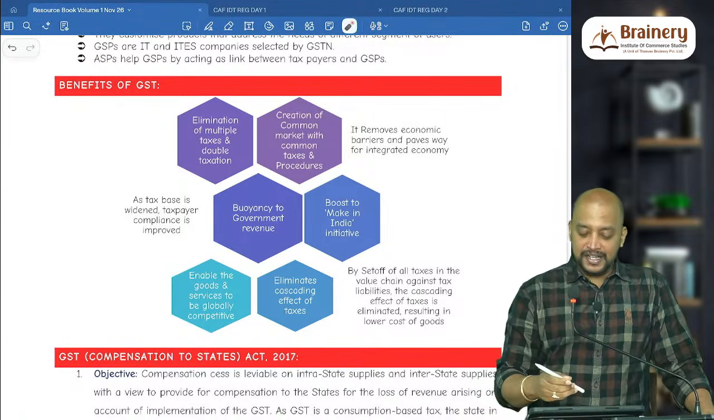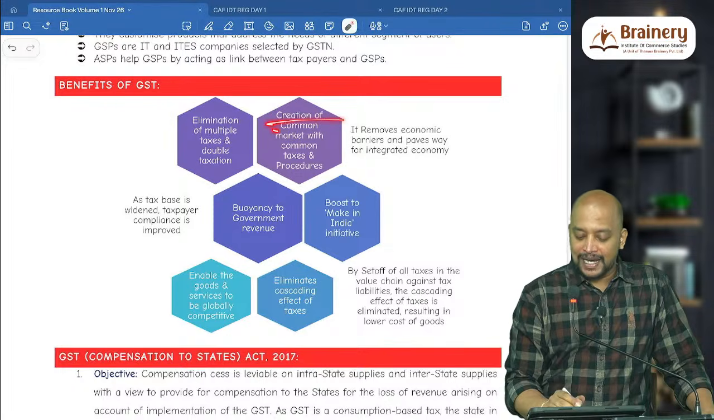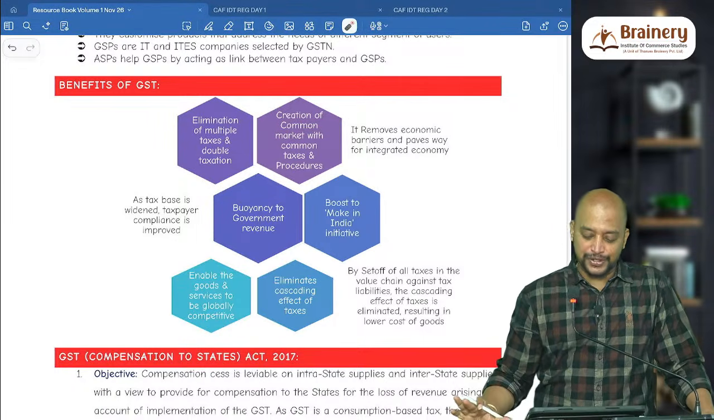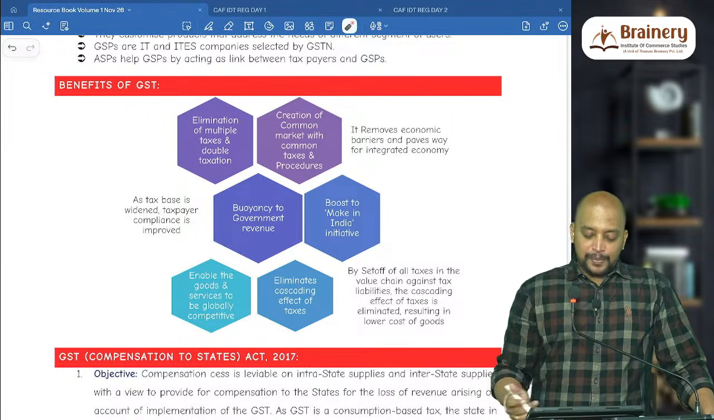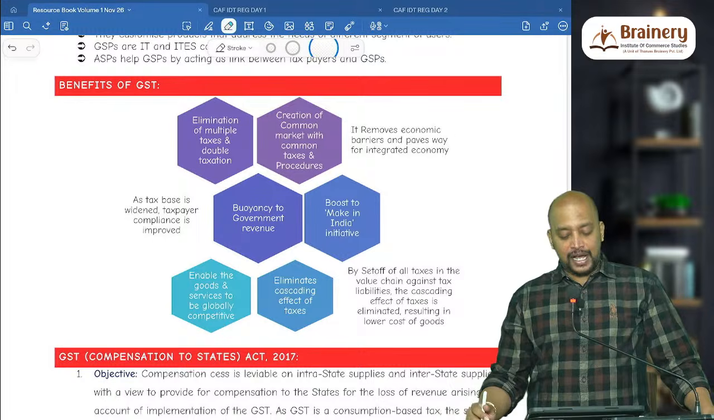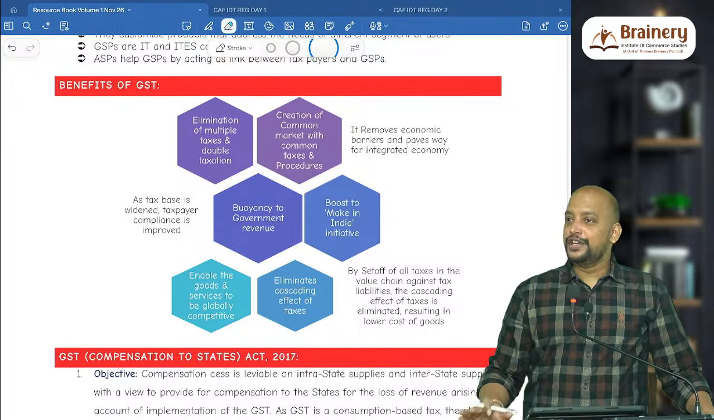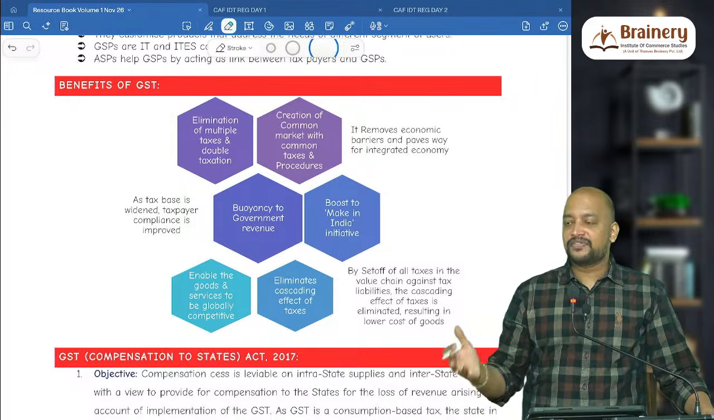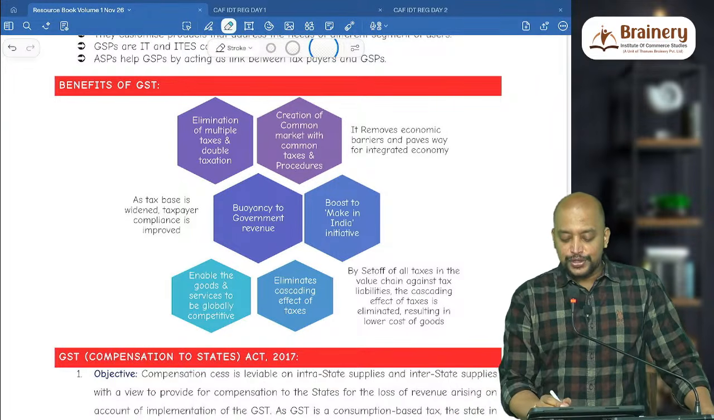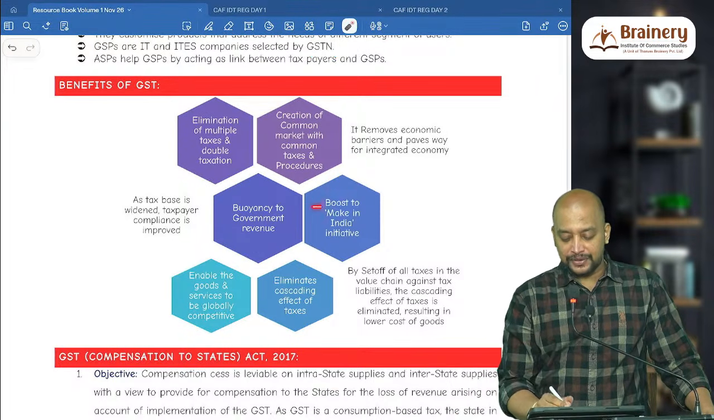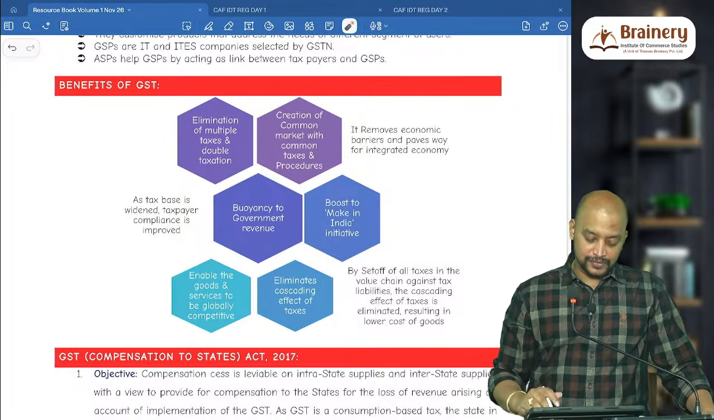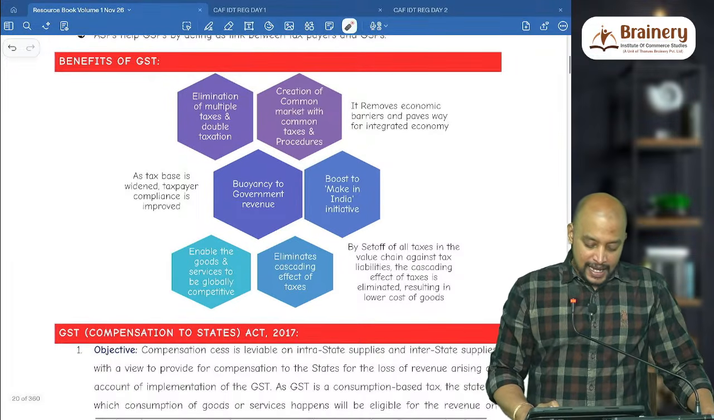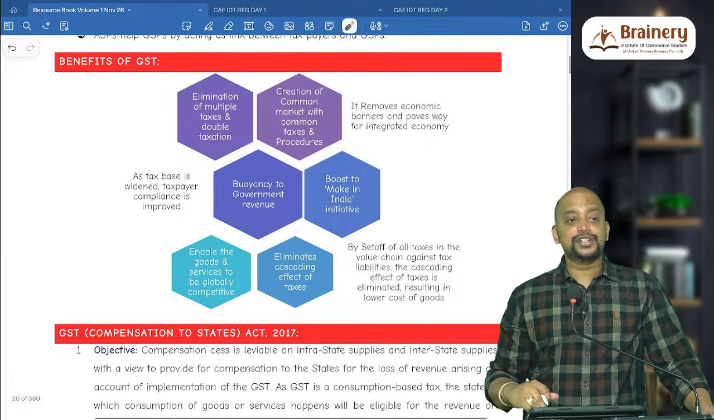But theoretically, creation of common market with common taxes and procedures. Then buoyancy to government revenue. This is true. Very good revenue, because drastically GST revenue has increased from the earlier indirect tax. Boost to Make in India initiative. I don't know how. Seriously, I don't know. And why? Because of GST.